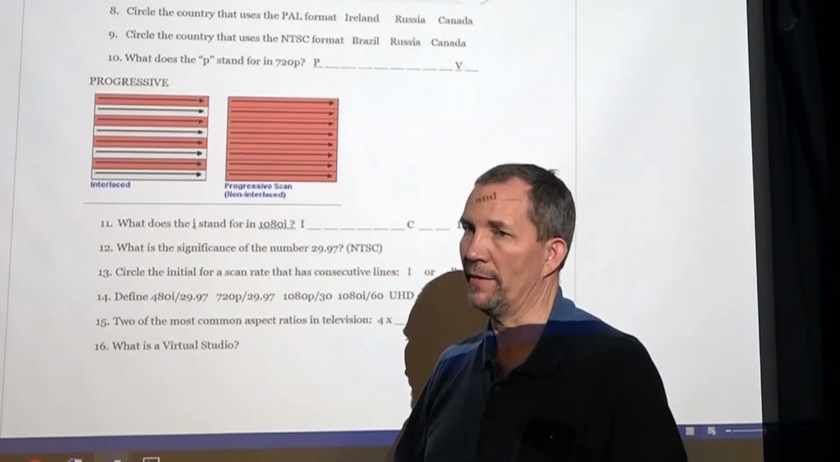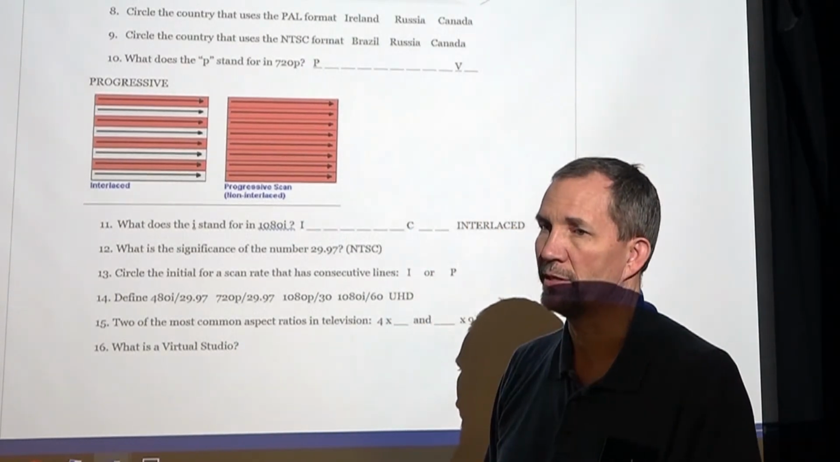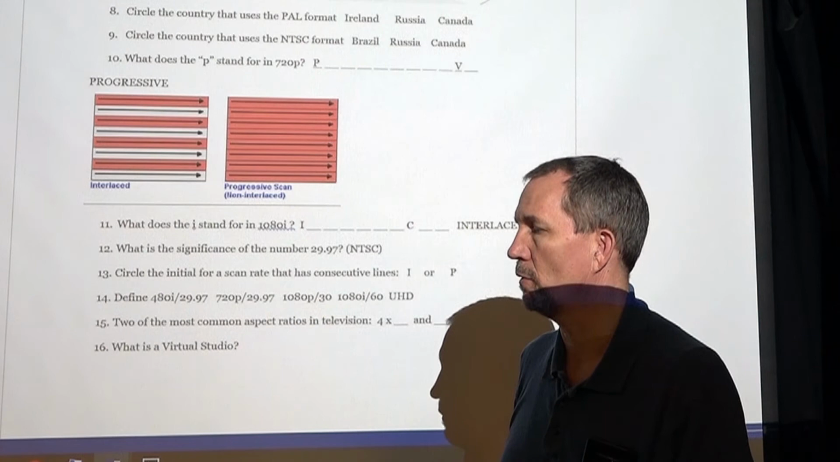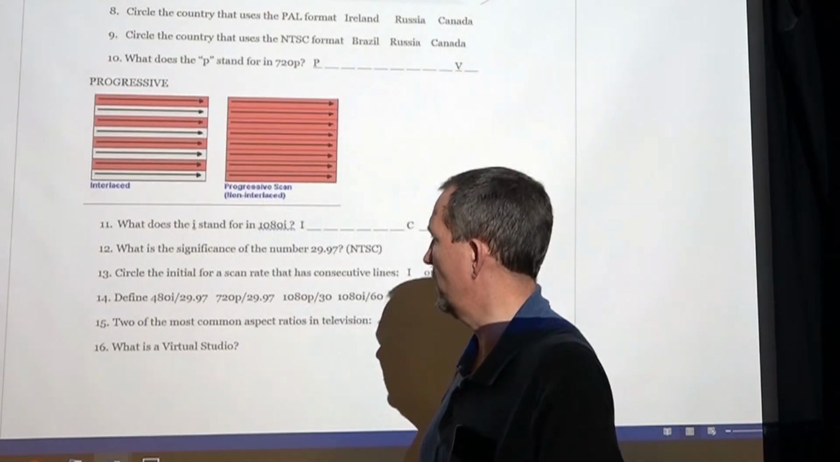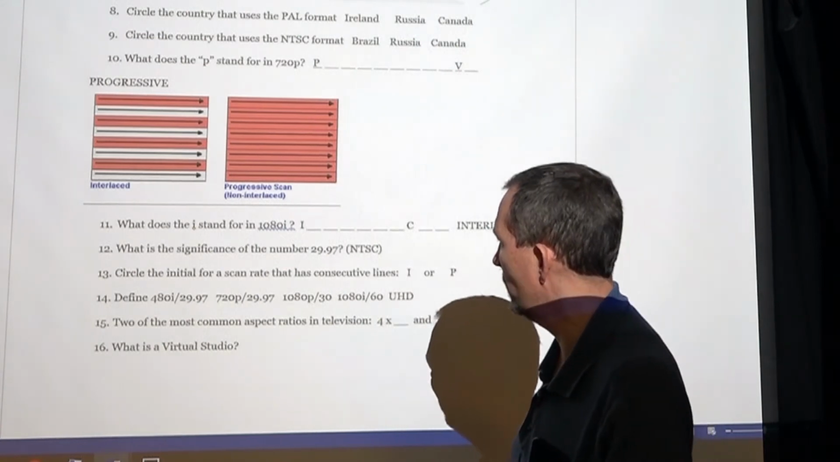In fact, don't even buy anything that's not 4K anymore. Don't buy anything that's under 65 inches. Buy a 65-inch or bigger UHD TV, because that's where the standard is going and that's where you can see that resolution. Back to this though.